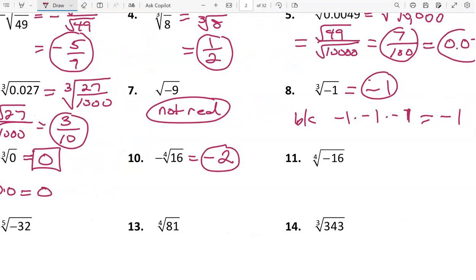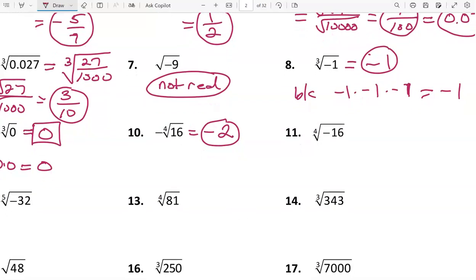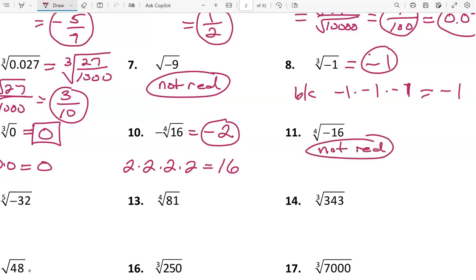And remember that a fourth root of 16 is the number that, when multiplied by itself, 4 factors, gives us a result of 16. In number 11, we have an even root of a negative number. That's not real because an even number of factors, when multiplied together, will never give you a negative result.